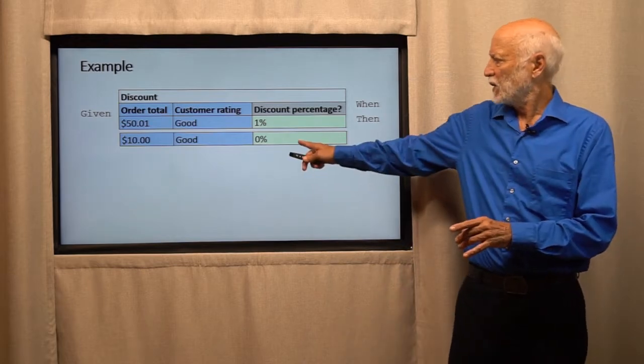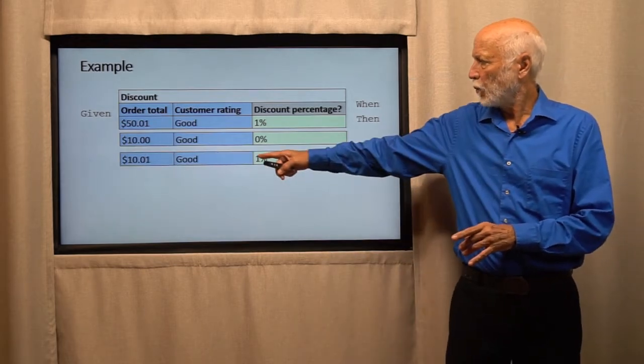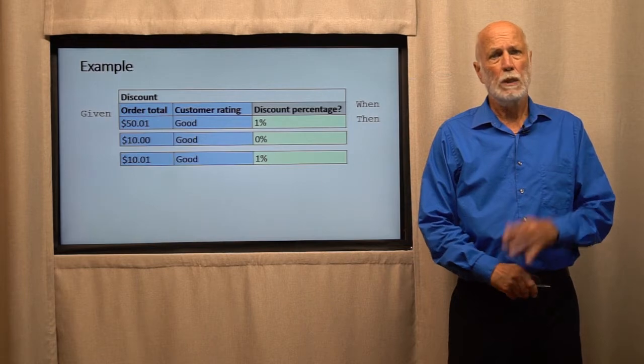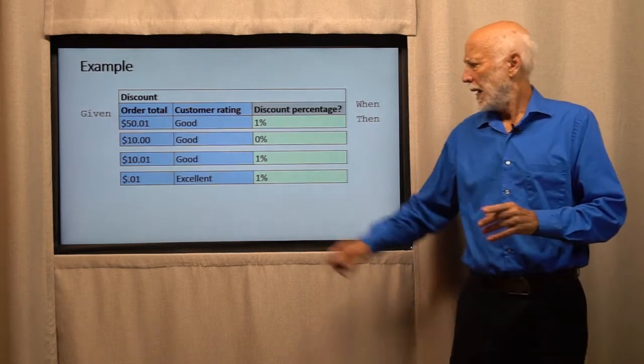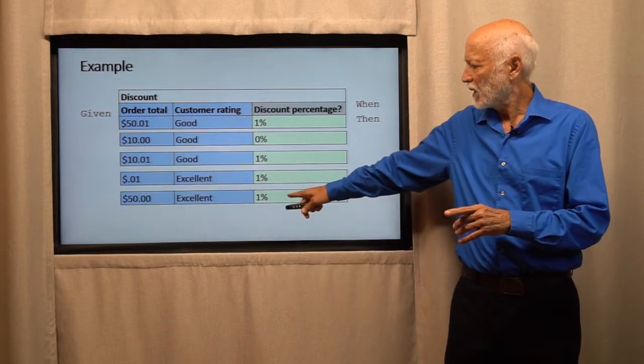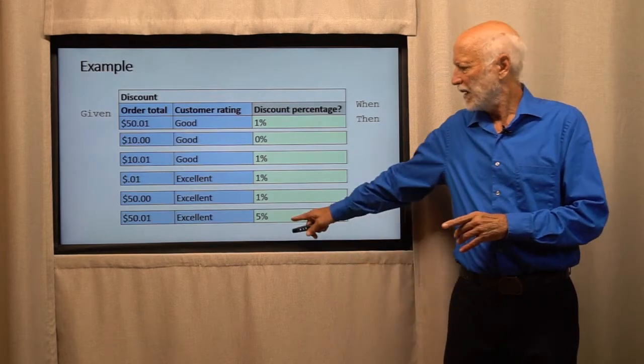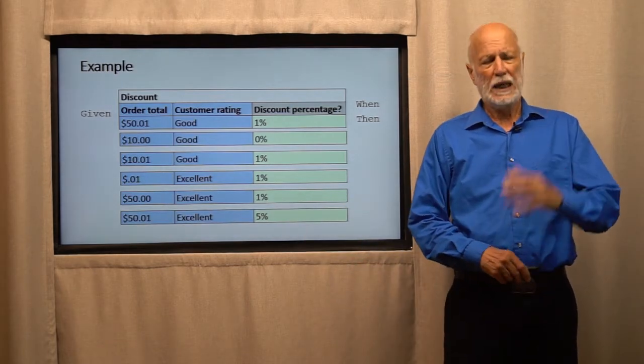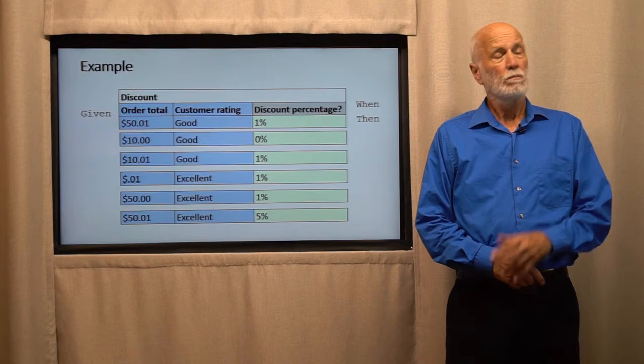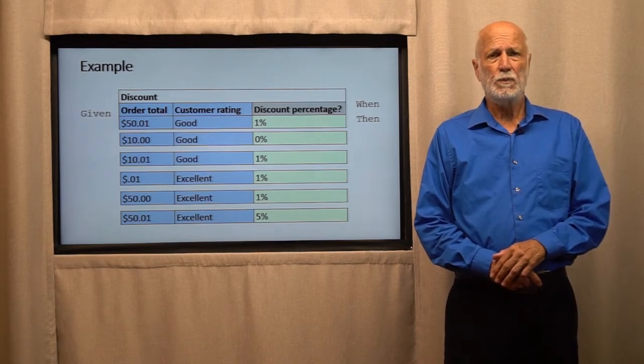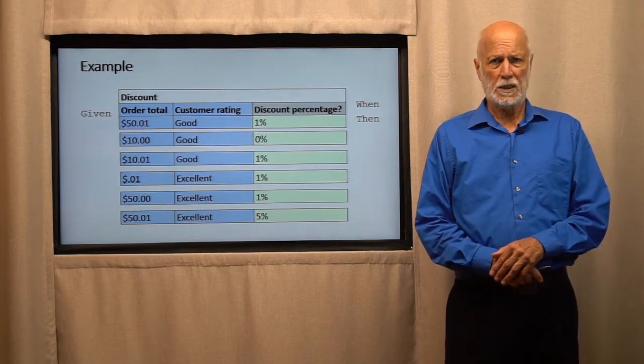$10 gives us 0%, $10.01 gives us 1%. And similarly for excellent. Excellent at 1% until we get to the $50. And finally, at $50.01, we get the 5%. We've got our examples. Turn them into tests.